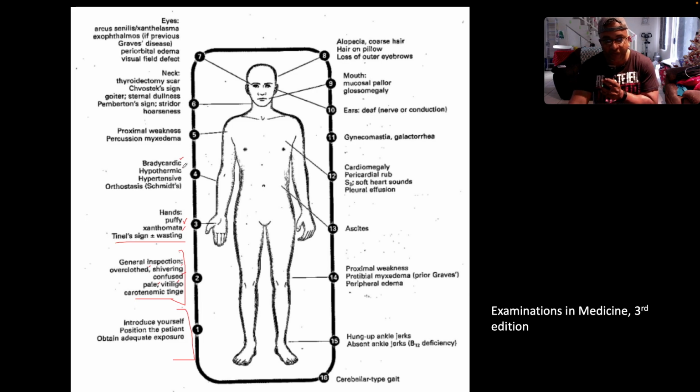You check for hypothermia in terms of the temperature of the skin. Is the patient hypertensive? Classically, you have diastolic hypertension in hypothyroidism, but you can also get systolic as well. Orthostasis, which is what we term Schmidt's sign.